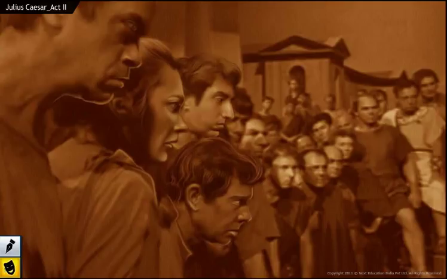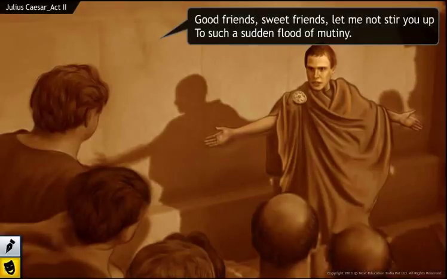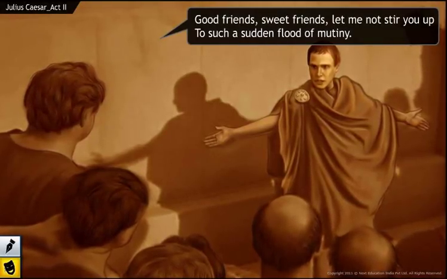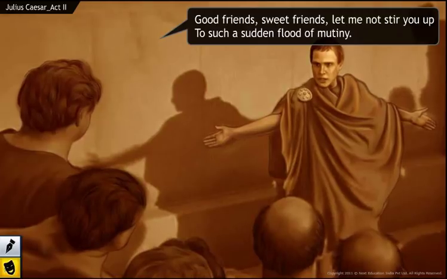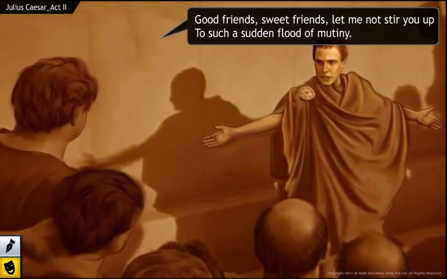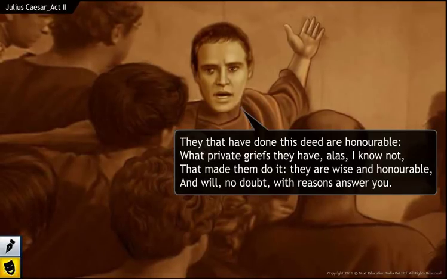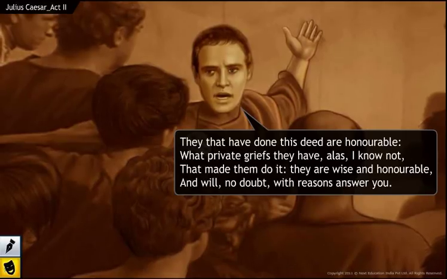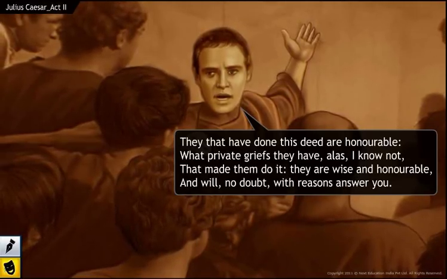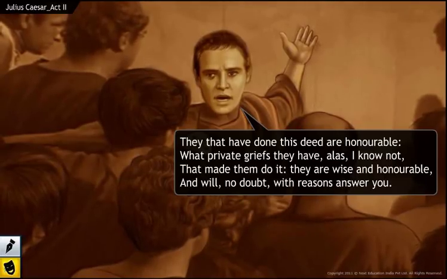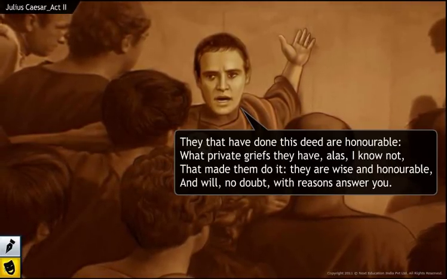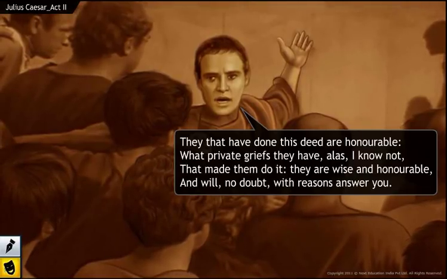Then he uncovers the body of Caesar, on seeing which people weep, become enraged, and begin to talk about revenge and mutiny. Now Antony manipulatively strikes at the right moment with the following speech. Good friends, let me not stir you up to a sudden wave of mutiny. They who have committed this act are honorable men. Alas, I do not know the private concerns which made them commit this act. They are wise and honorable, and I am sure they will answer you with sufficient reasons.